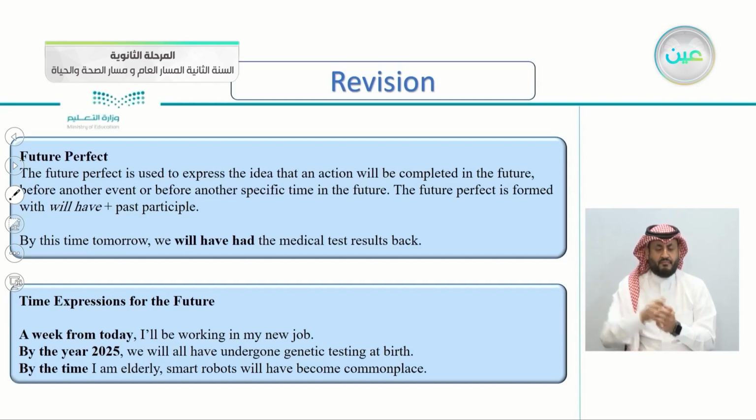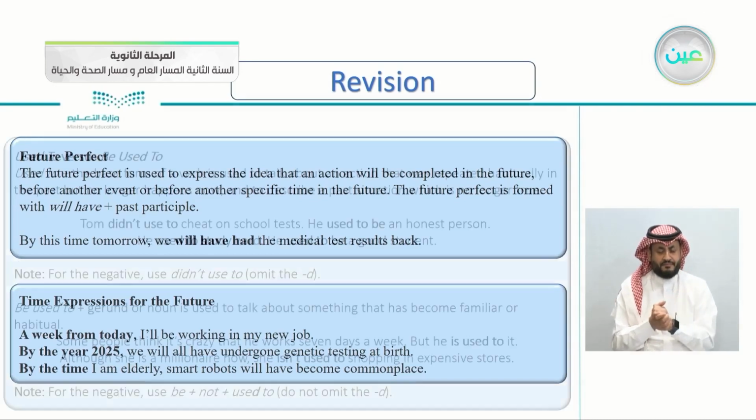Of course, we also studied the time expressions for the future: a week from today, by the year 2025, by the time, and then you continue. What time are you talking about?